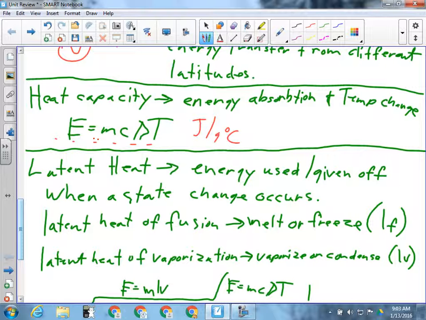Latent heat of fusion is involved in melting or freezing. That's LF. And what's LF for water? Anybody remember? Because we tried to figure it out at the end of the day yesterday. 333, joules per gram. That means every gram of ice requires 333 joules to melt, as long as it's already at 0 degrees.